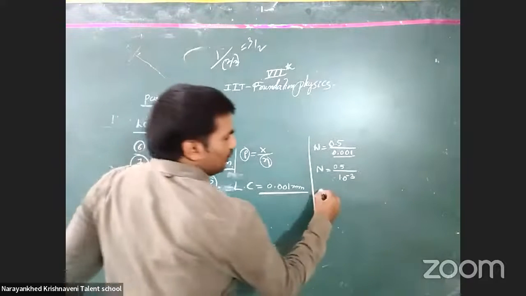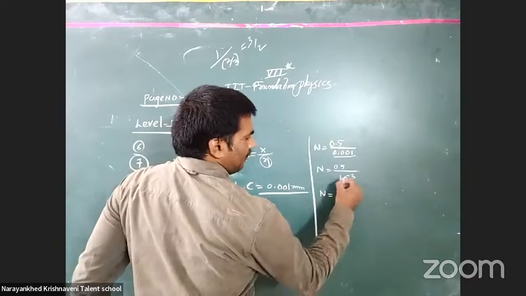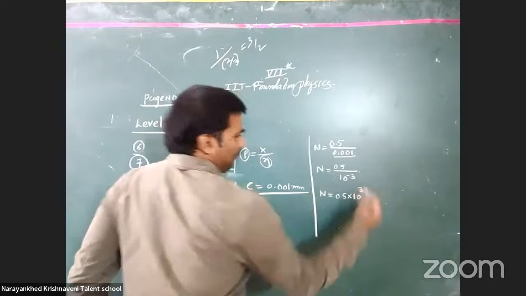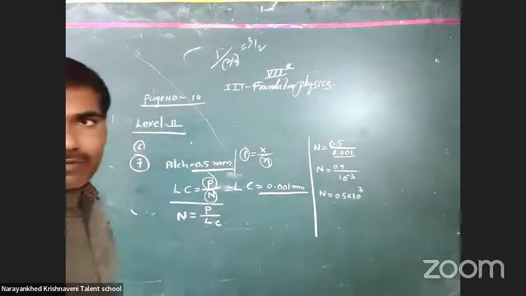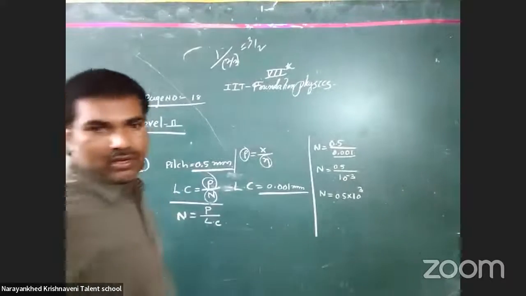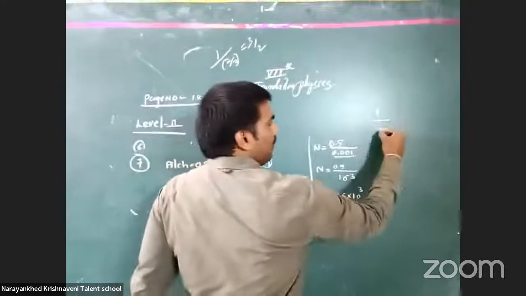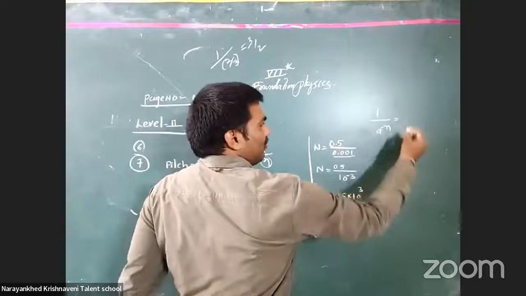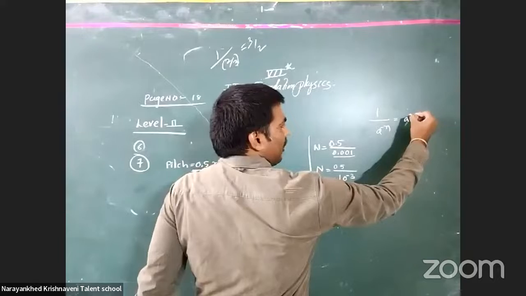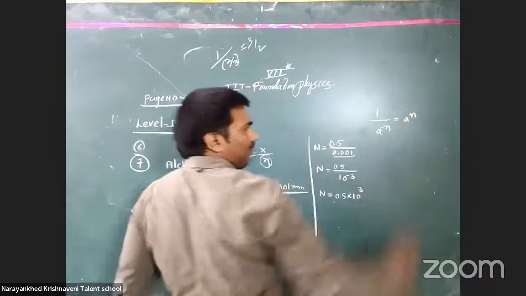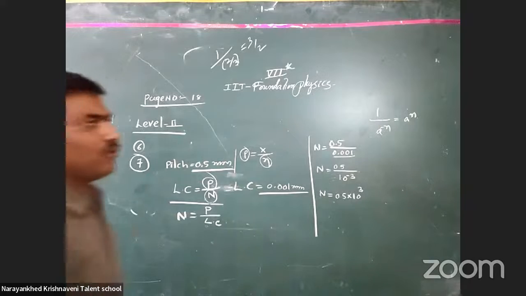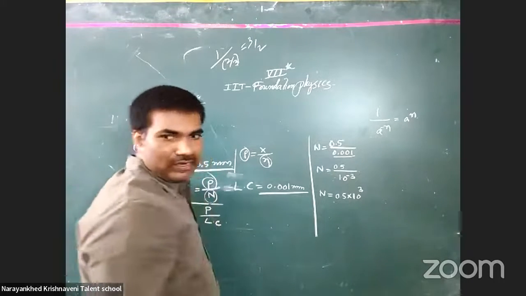Now, it is also written as N is equal to 0.5 into 10 to the power of plus 3. Okay, got it? When the minus 3 goes up here, it will become plus. I hope you know very well. That is about a. This is the formula we have used for this one. It is written as a to the power of plus n, 1 by a to the power of minus n, a to the power of plus n. Okay, got it or not?